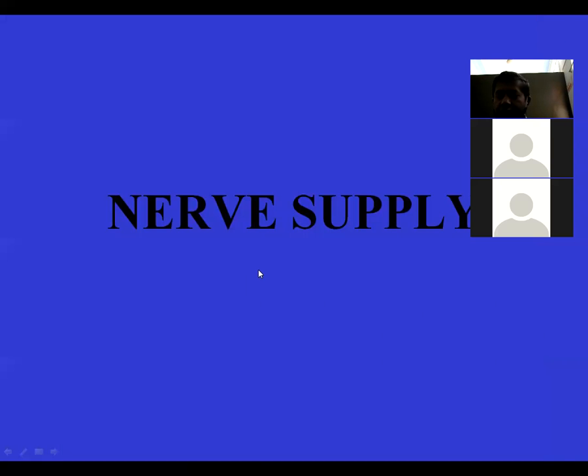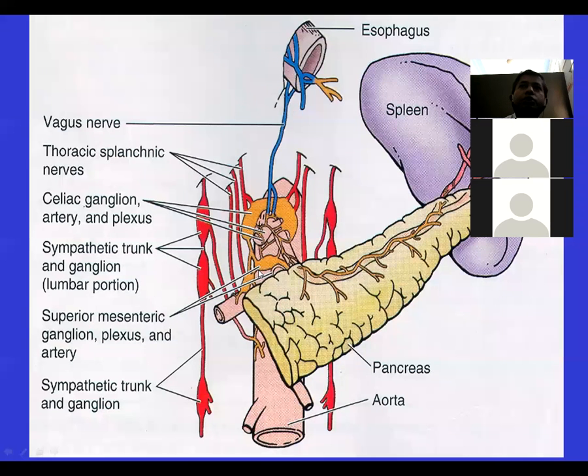Now coming to the nerve supply. Nerve supply is mainly by two: the sympathetic and the parasympathetic. Parasympathetic is from the vagus, and the other is sympathetic. So that is about the nerve supply.